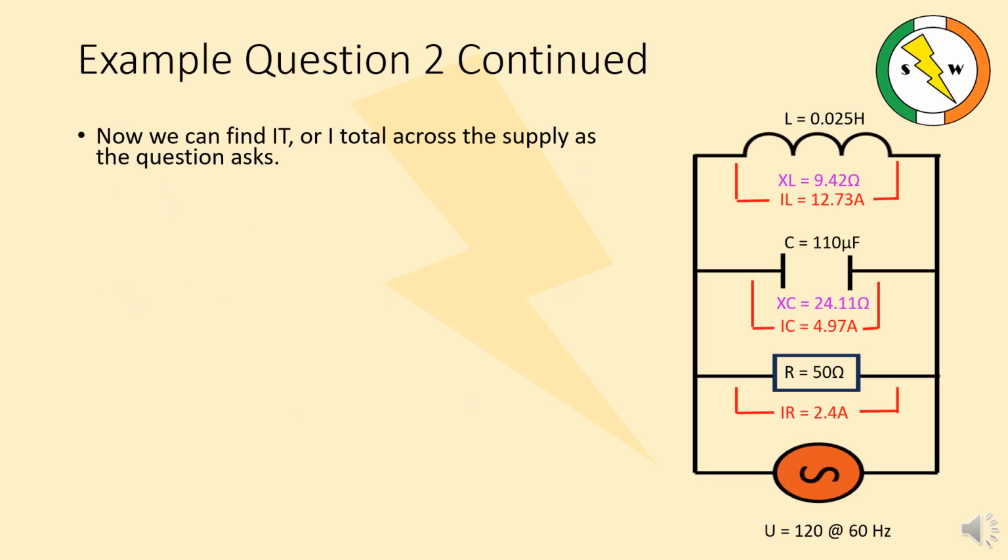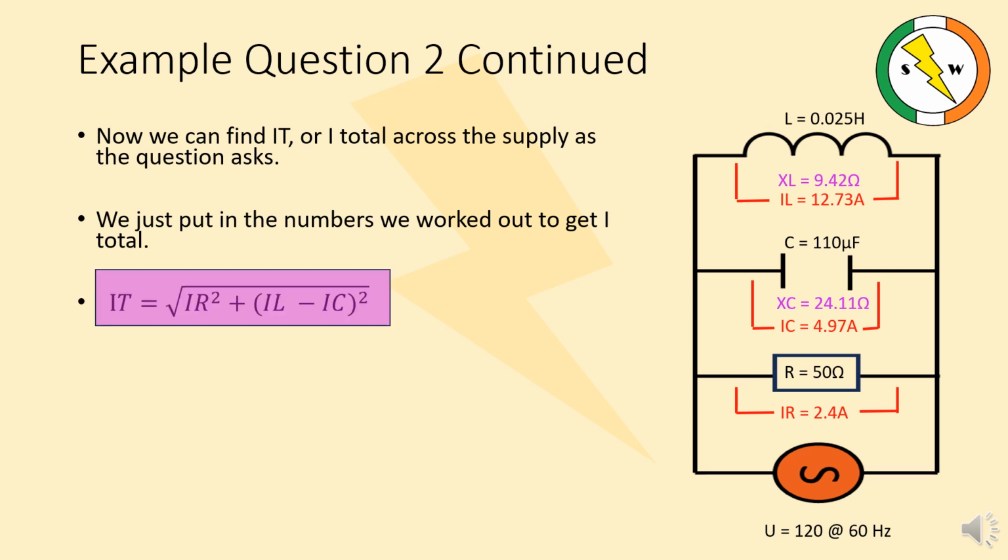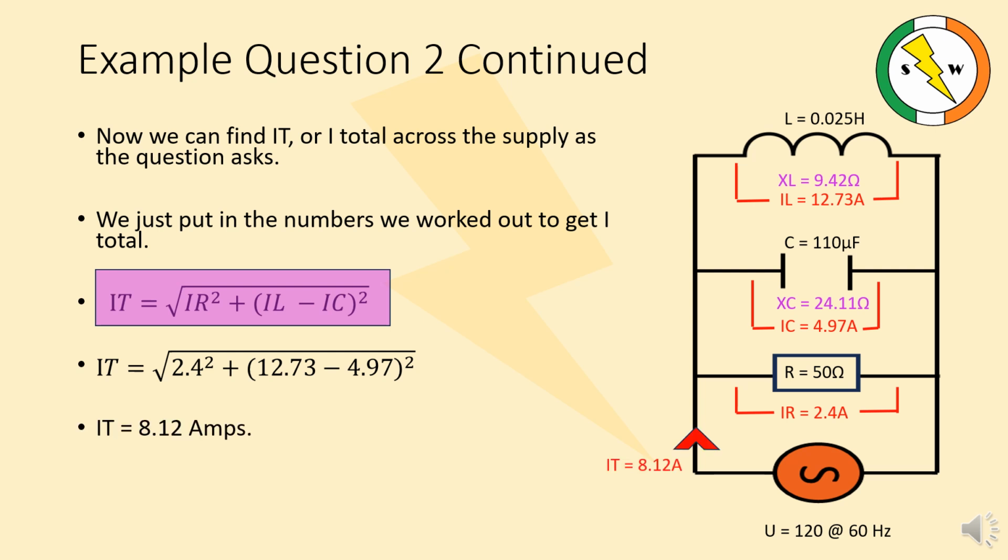Now we can find IT, or I total across the supply, as the question asks. We just put in the numbers we worked out to get I total. IT equals the square root of IR squared plus (IL minus IC) squared. IT equals the square root of 2.4 squared plus (12.73 minus 4.97) squared. IT equals 8.12 amps. That would be full marks in this question.